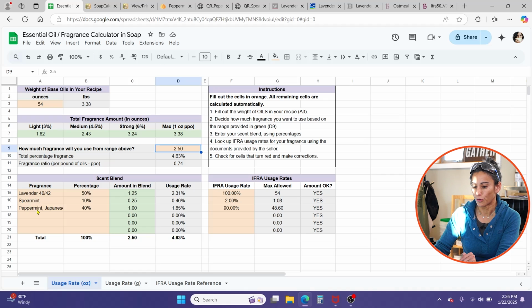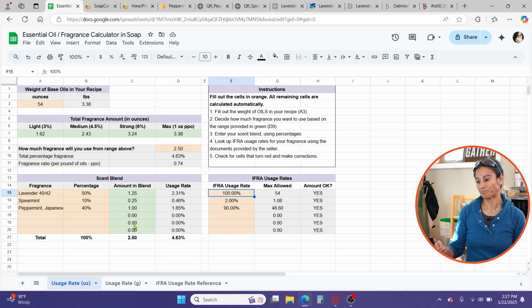And then you'll fill in your blend. So this is just your percentages for your actual blend. And if you're just using one fragrance, it'll just be oatmeal milk and honey, 100%. And that's it. And then you want to look up the usage rate. So we went over in detail how to find those usage rates. So hopefully that all makes sense. And if something is not compliant, this should come up as a no here with a red cell.